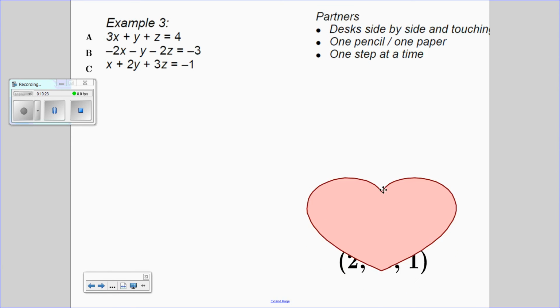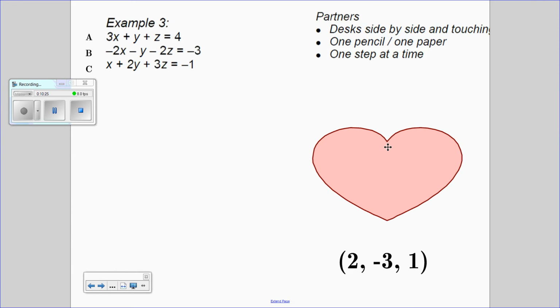The solution to this system of equations is x equals 2, y equals negative 3, and z equals 1. Did you use the equation a plus b to eliminate y? Did you use the equation c plus 2b to eliminate y? Those are what I consider to be the best first steps. You may have also used c minus 2a. I think using subtraction is a little bit more challenging.